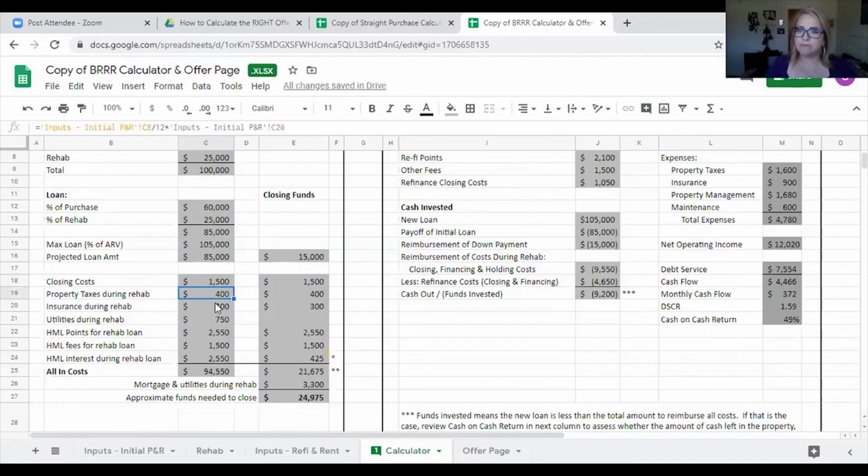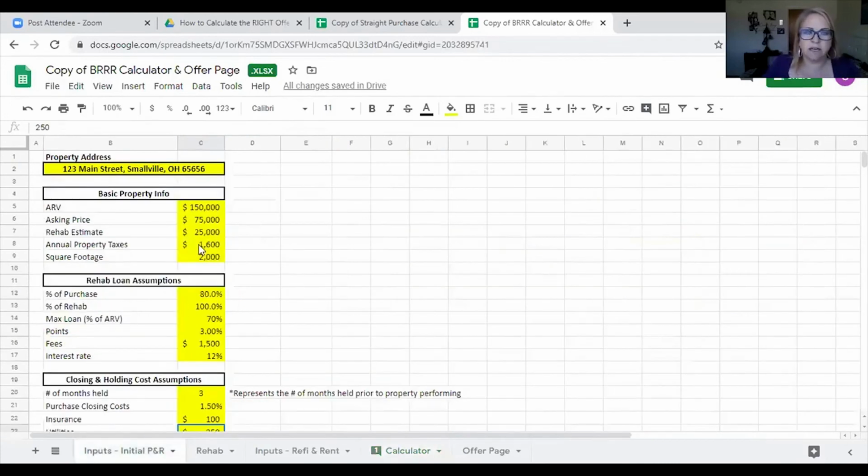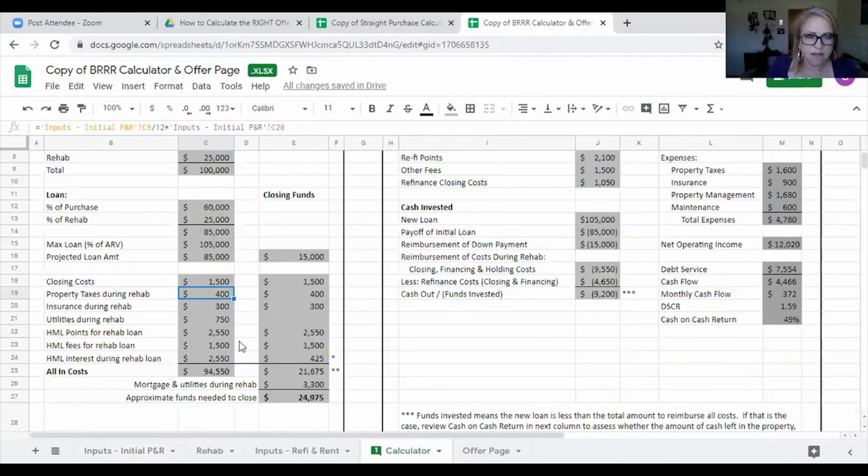Property taxes during rehab: I made the assumption that we're going to have it under rehab for 3 months, before it goes into the new loan. It was, hold on, what did I say it was? Oh, $1,600 annual property tax. That means during the project, we're going to have about $400 of property taxes. Same thing with insurance and utilities. It just takes the assumptions and extrapolates them out. So I have what my numbers are, and you could do this exact same thing by hand.